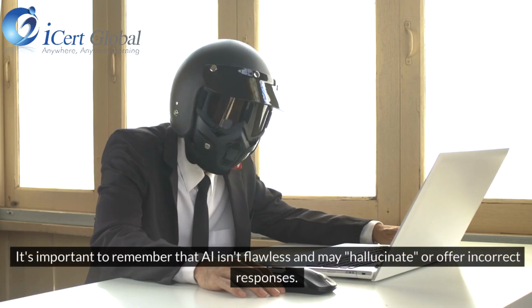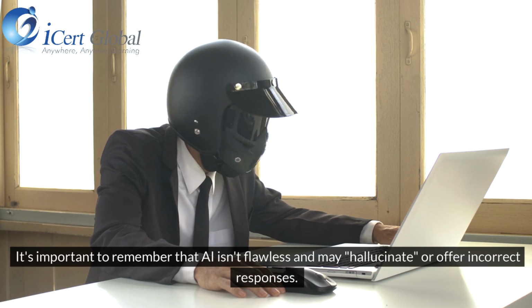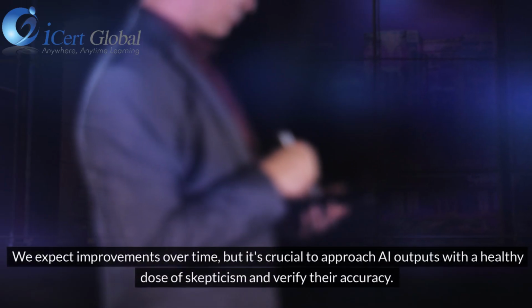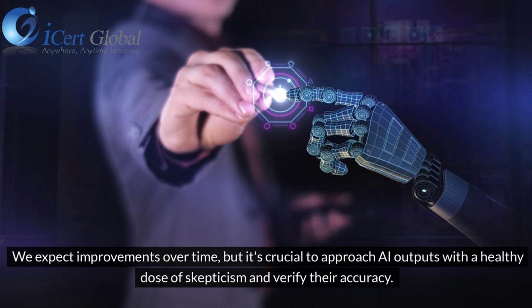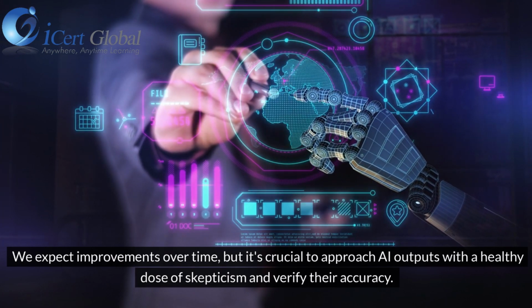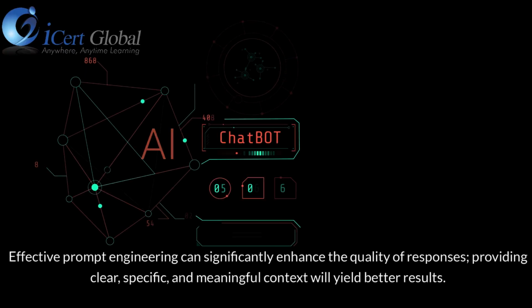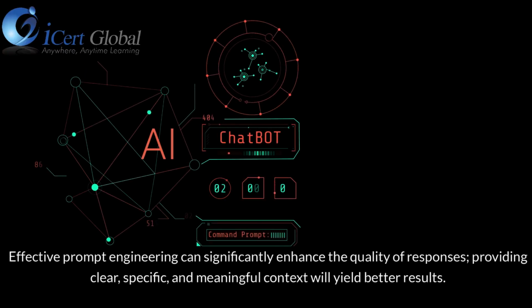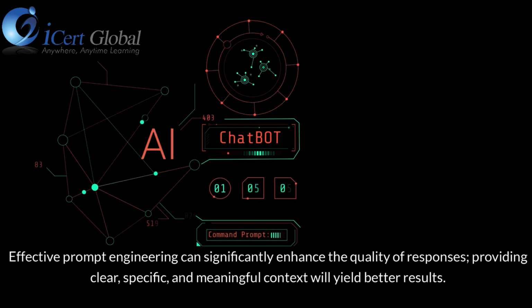It's important to remember that AI isn't flawless and may hallucinate or offer incorrect responses. We expect improvements over time, but it's crucial to approach AI outputs with a healthy dose of skepticism and verify their accuracy. Effective prompt engineering can significantly enhance the quality of responses. Providing clear, specific, and meaningful context will yield better results.